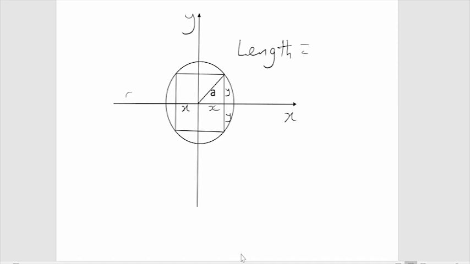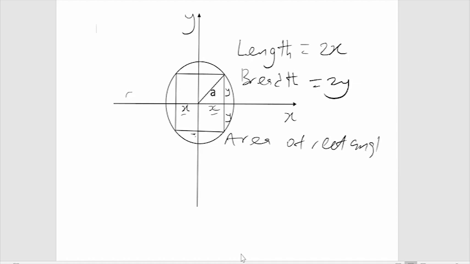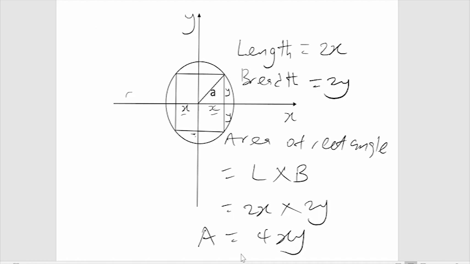Now the length will be 2x. By the time you add up this x and this x, that will give us the total value of the length. Then we have the breadth, the breadth to be 2y. And don't forget, area of rectangle equals length multiplied by breadth. So if we do this, we have 2x multiplied by 2y, and this will give us 4xy. So the area of this rectangle is actually 4xy.